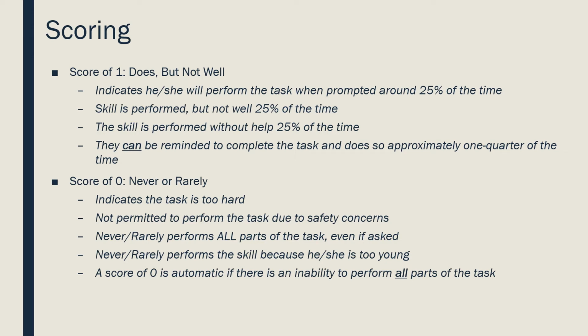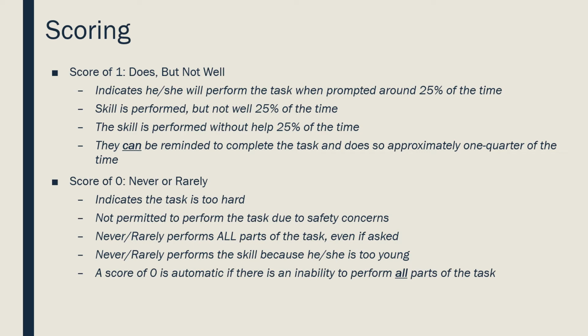A score of 1 will indicate that they may do this, but not very well. So they may perform the task when prompted around 25% of the time. The skill is performed, but not very well 25% of the time. The skill is performed without help 25% of the time. They can be reminded to complete the task, and they do so approximately 25% or 1/4 of the time.